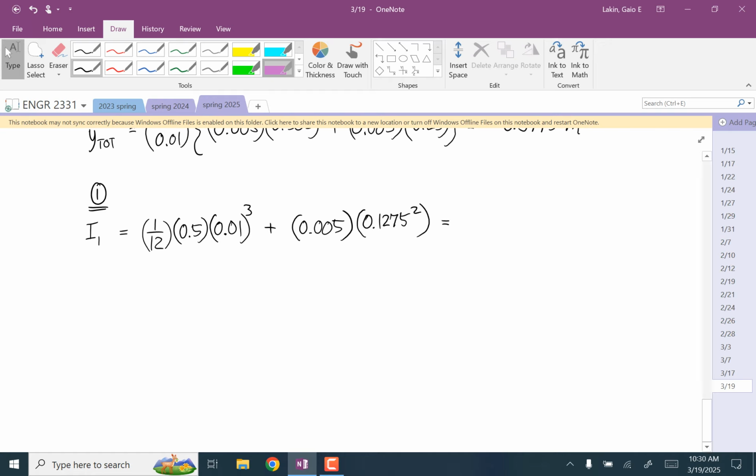And I get 8.54, let's keep a few digits, 48 times 10 to the minus 5. What are the units? The units are meters to the fourth.